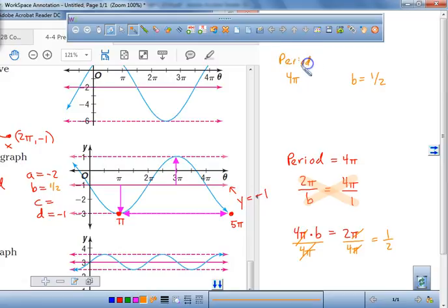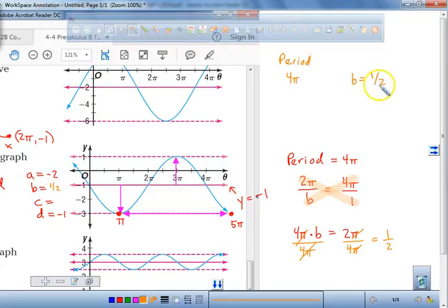By the way, I'm just letting you know, in a sine function and a cosine function, if the period is 4 pi, the b value will always be 1/2. If the period is pi, the b value will always be 2. If the period is 2 pi, the b value will always be 1. So that's just a little hint. Hopefully you can see the pattern of how it works. You're like, oh, that makes it a little bit easier. But you don't have to do that. If you want to do it the hard way, you can do that too.